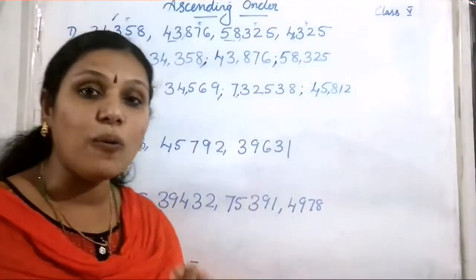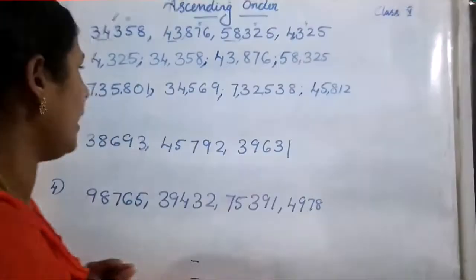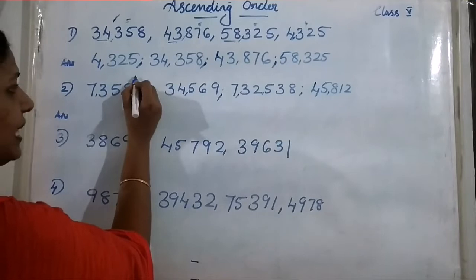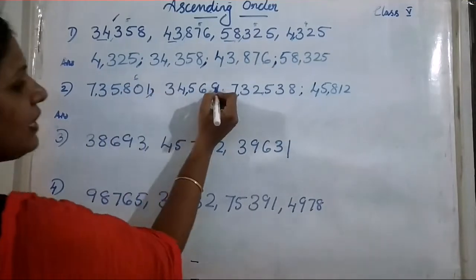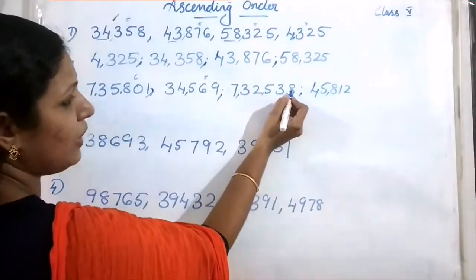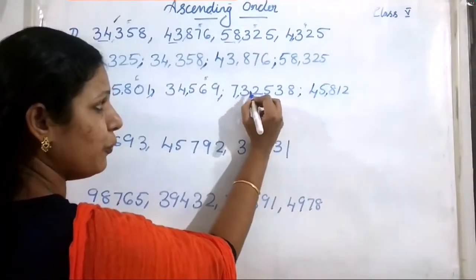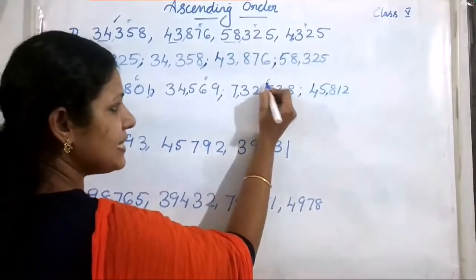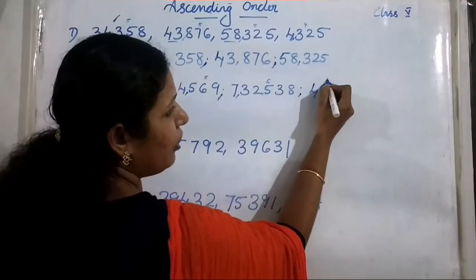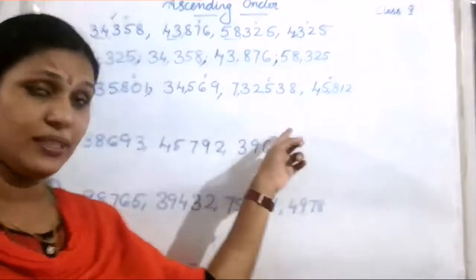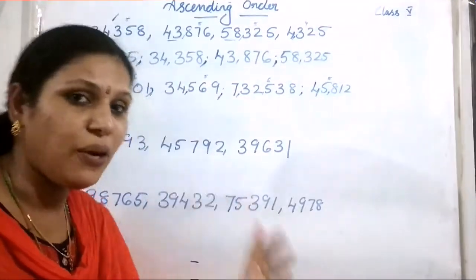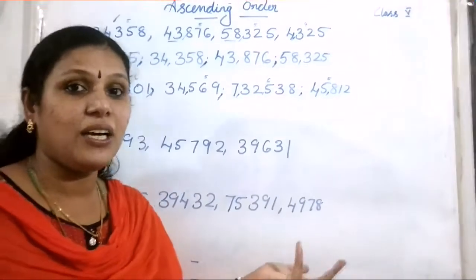Then next we count the number of digits. Here 1, 2, 3, 4, 5, 6: 6 digits. Here 1, 2, 3, 4, 5: 5 digits. 1, 2, 3, 4, 5, 6: 6 digits. And here 1, 2, 3, 4, 5: 5 digits. Understood? No need to write at the top. If you have any confusion, then only you can write at the top. Otherwise, you are okay.